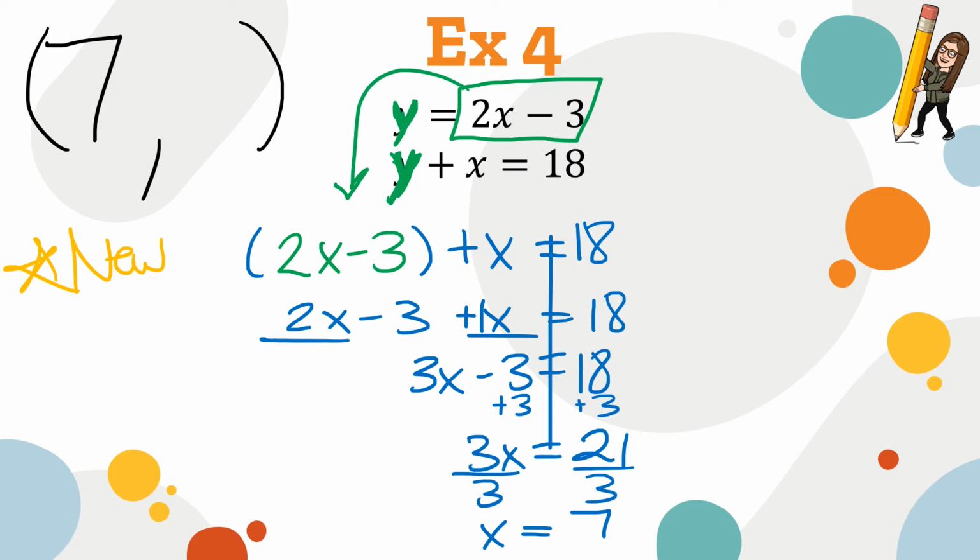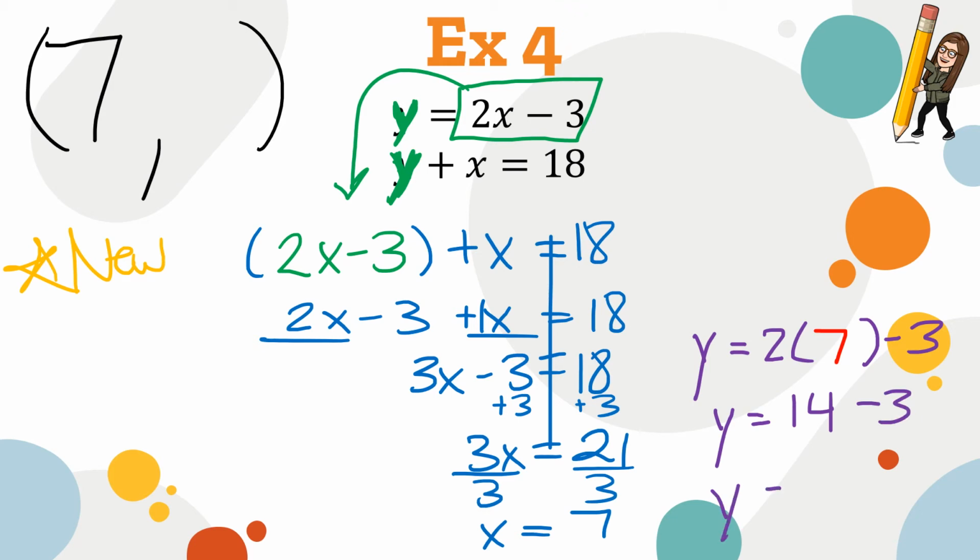Well, I got to find y. So here's your options. You can plug in 7 for x into the first or the second equation. It doesn't matter. And in this case, to be honest, they're the same amount of work. So I'm just going to pick the first one because it's first. Wherever there's an x, I put parentheses. Wherever the x would have been, I put the 7. Well, let's solve. 2 times 7 is 14. 14 minus 3 is 11. Y is 11.